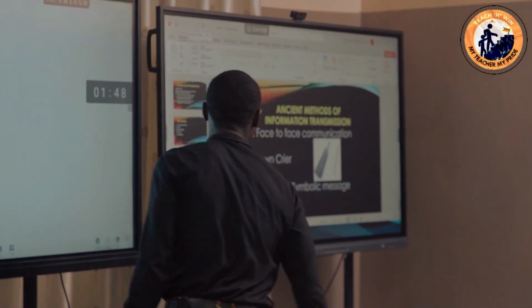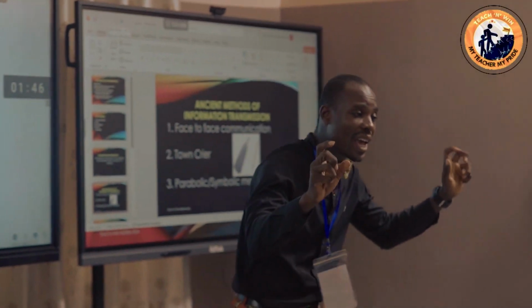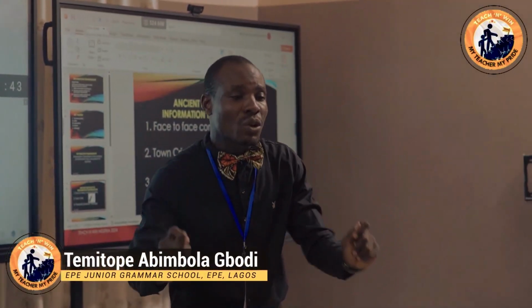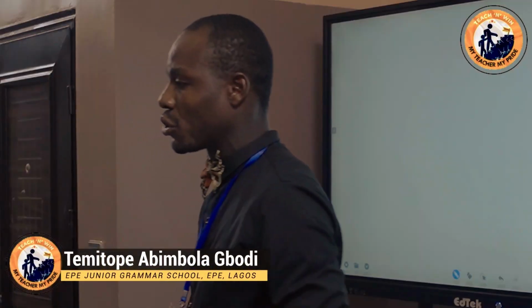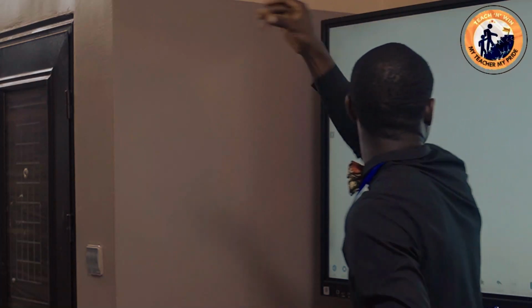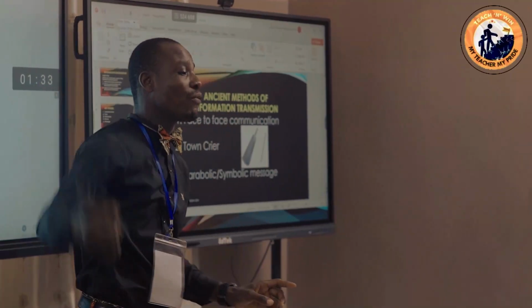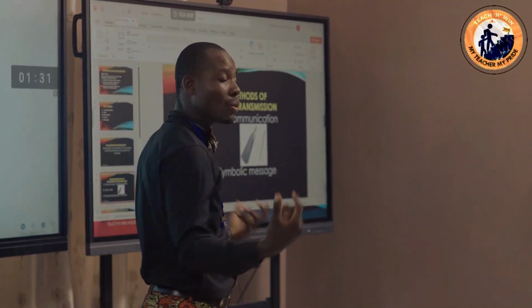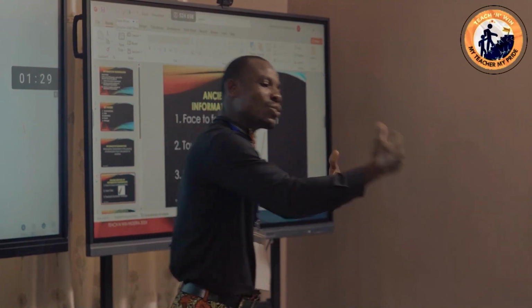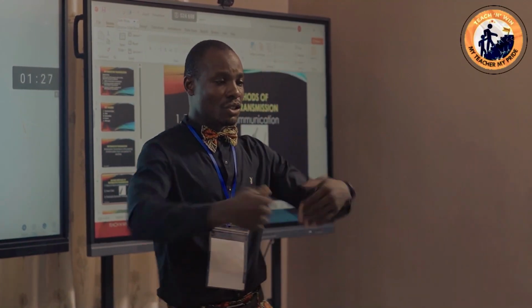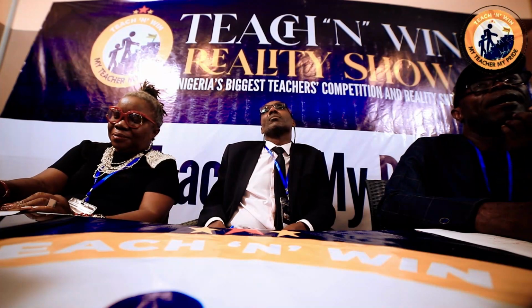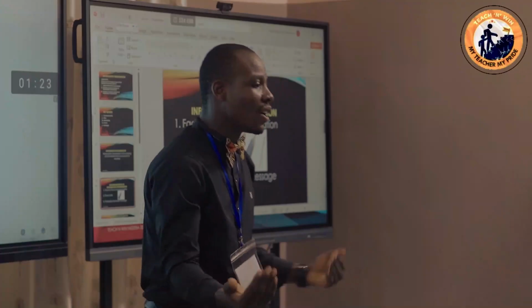But before we continue, there are two methods of transmitting information. The first method is the ancient method. This is the period that has been in existence right from the period of our forefathers. And the first one we'll be looking at is face-to-face communication. Just as we are in the class like this. This is face-to-face communication.